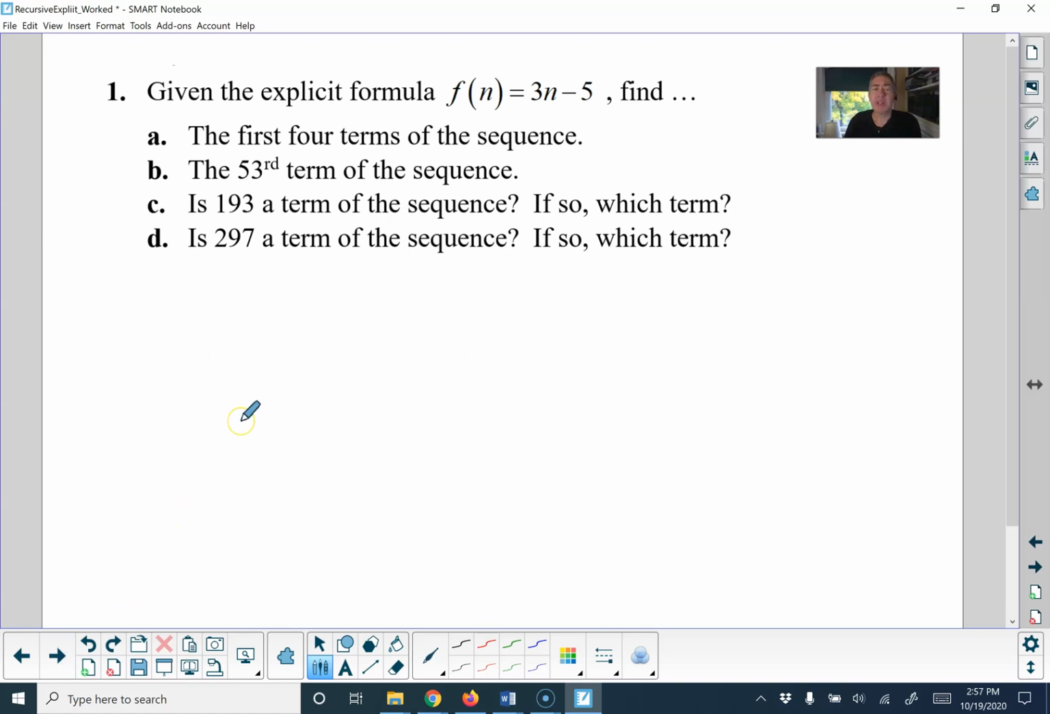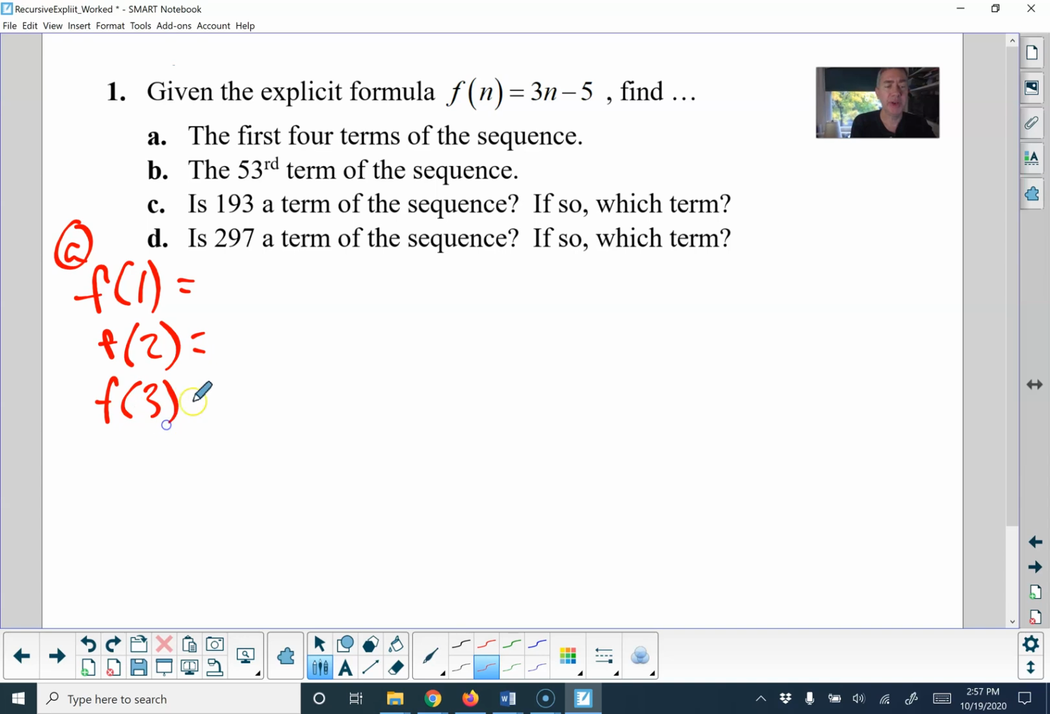So, here's an example from the skills page. Given the explicit formula, f of n is 3n minus 5. Find the first four terms, the 53rd term, whether 193 is a term of the sequence, and if so which, and whether 297 is a term of the sequence, and if so which. So A, I'm trying to find the first four terms, f of 1, f of 2, f of 3, and f of 4.